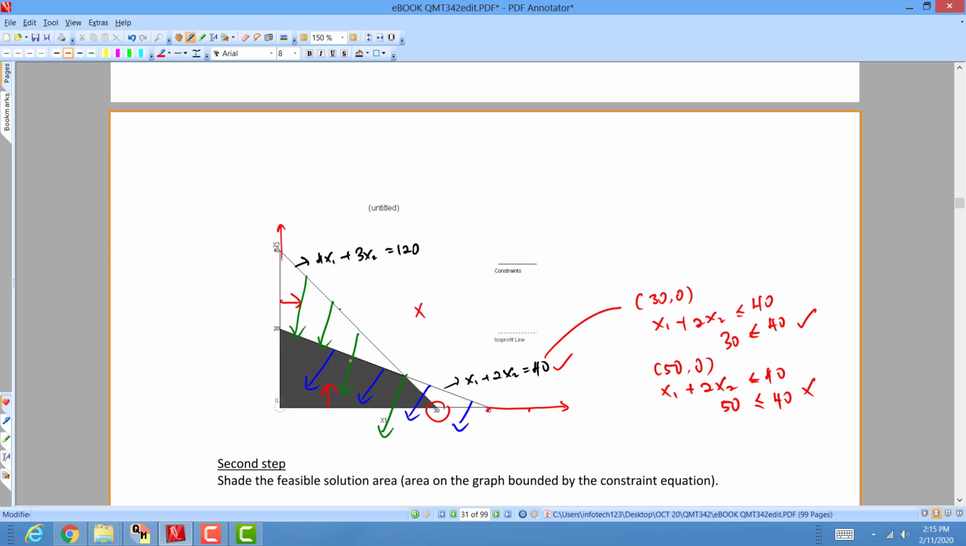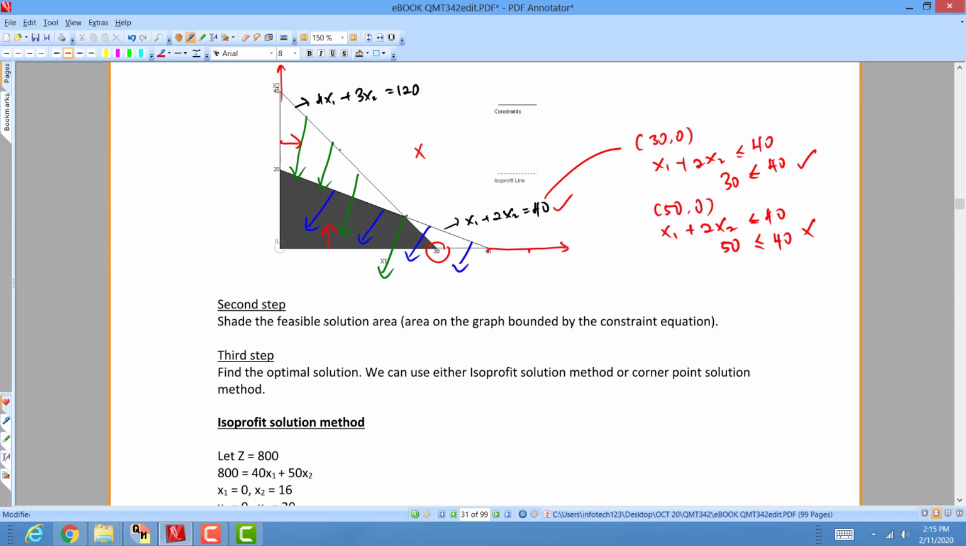Okay, so basically the shaded area ataupun the visible solution area ni, the one that having all the shaded from all the constraint lah. Kalau tengok kat sini, mana yang bertindih, area ini yang bertindih. Okay, so area ini yang satisfies all the constraint.